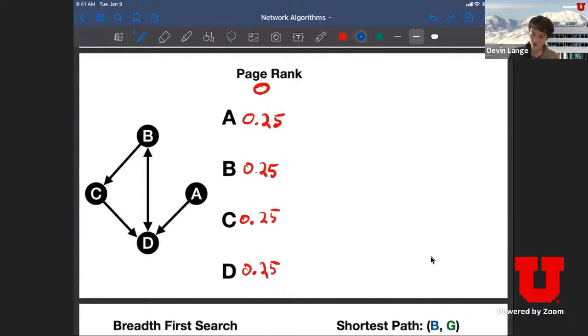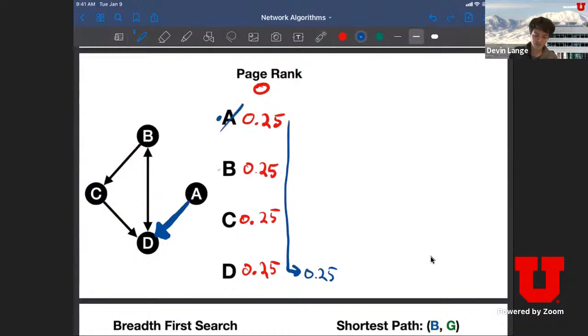And what we're going to do is start with A here and look at all of the outgoing edges. So we see A has one outgoing edge, which points to D. So 100% of the people on web page A are going to click D, and that's the end of it. So we're going to get 0.25 here, and A is done.